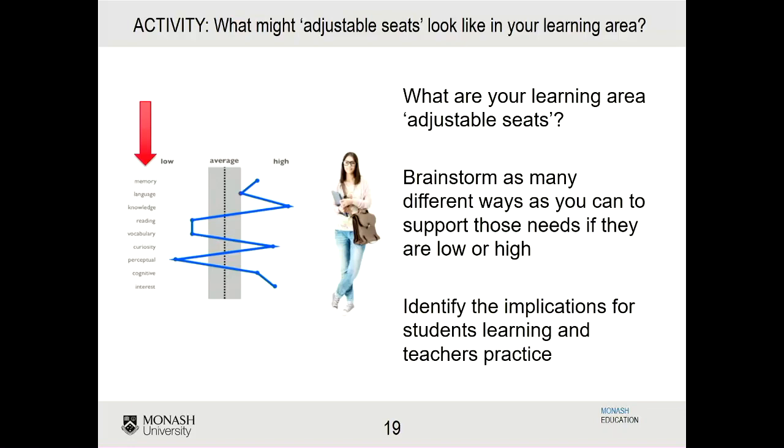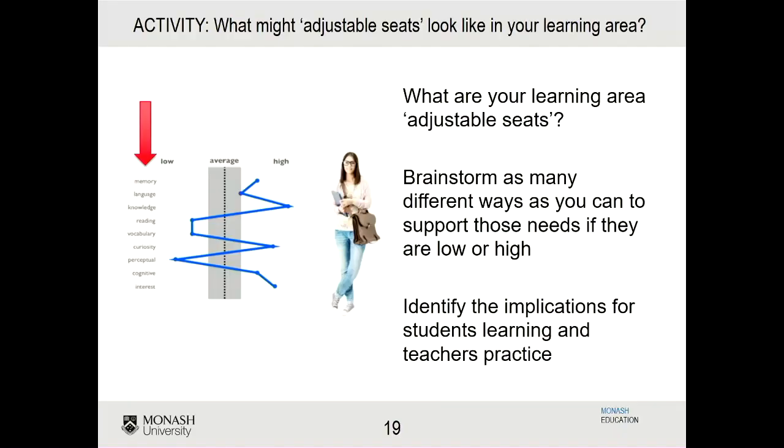Okay, so listing your adjustable seats, you might find in different learning areas the same things appear. That would be great, huh? Wouldn't that make teaching easier if we've concentrated on our similarities rather than our differences? All right. If you have three or four things that we need to adjust, go on to the next two questions. Ways that you will support a student who is at one end or the other.